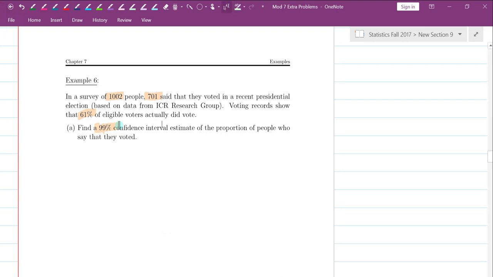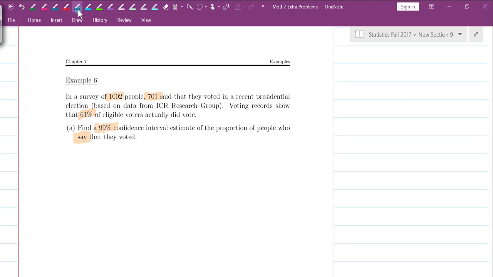So right here, we actually know the true percentage. So we don't even have to come up with a confidence interval because we know that 61% of eligible voters actually did vote. But the question is: develop a 99% confidence interval estimate for the proportion of people who say that they voted. We'll be able to compare what people say to what we know to be fact, and the fact is the 61%.